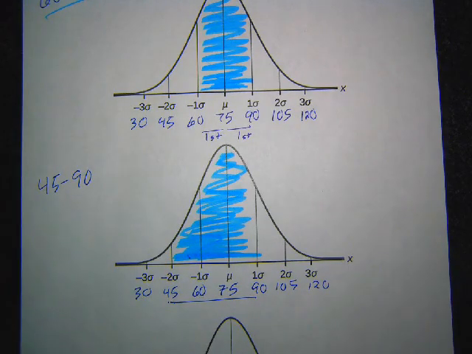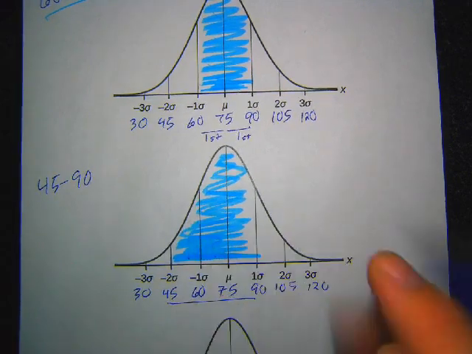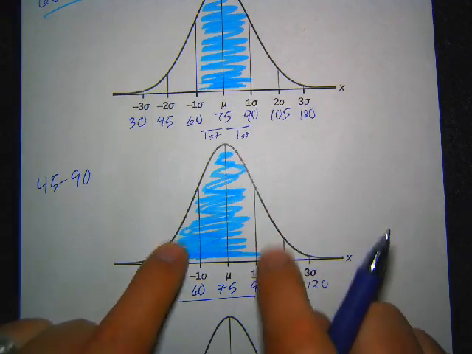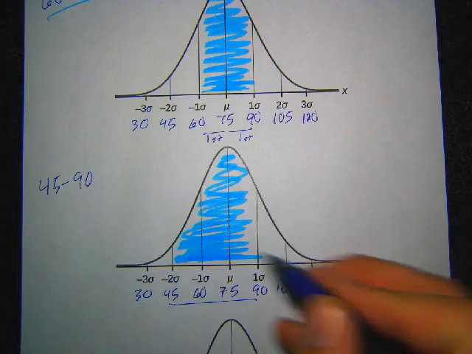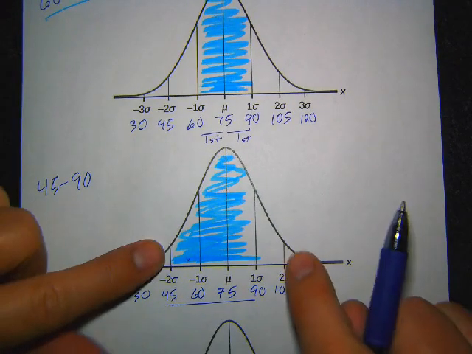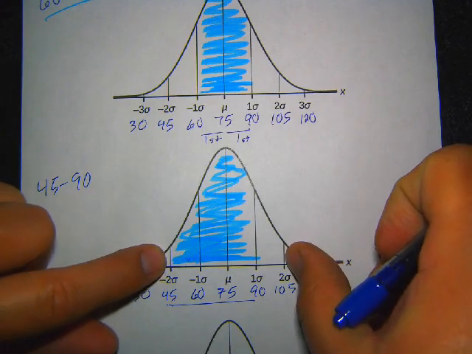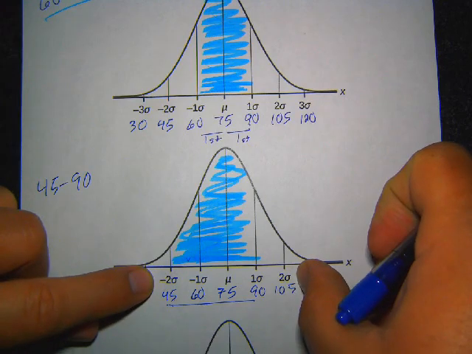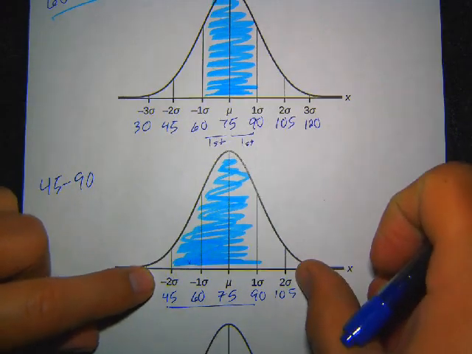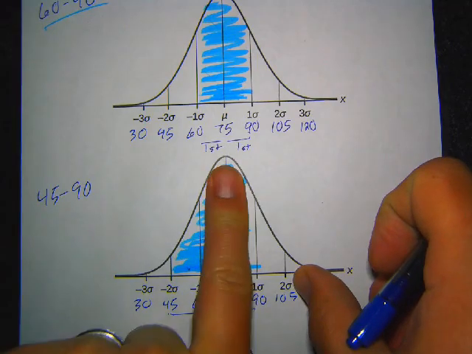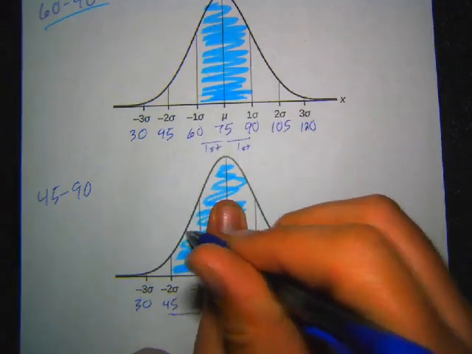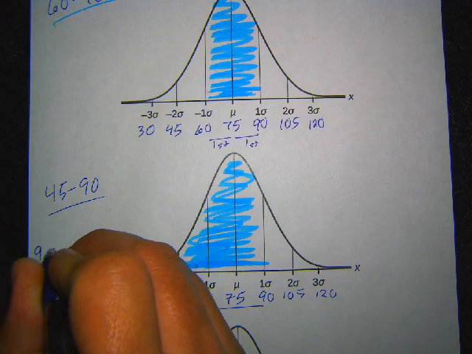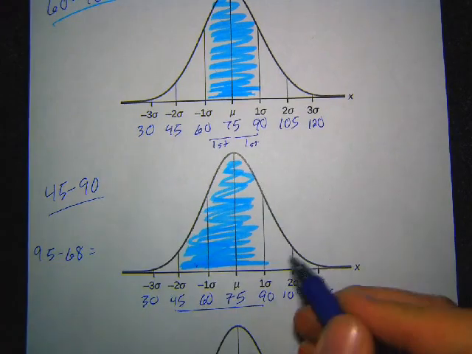So first thing I'll do, I think I'm going to figure out what this piece is. Since these two pieces are the same size, figuring out this is the same as figuring out that. So that's why it doesn't really matter which way you do it. I need to figure out what one of these pieces is. This whole range from 45 all the way to 105, that would be 95% of the data, right? Because that's 2 standard deviations. If I take away the middle 68%, I'm left with these two pieces. So take 95 minus 68, and that's going to find these two pieces over here.